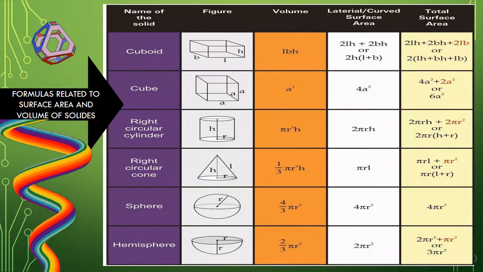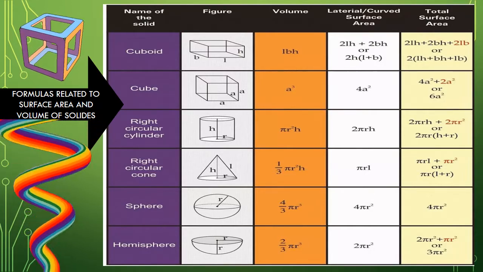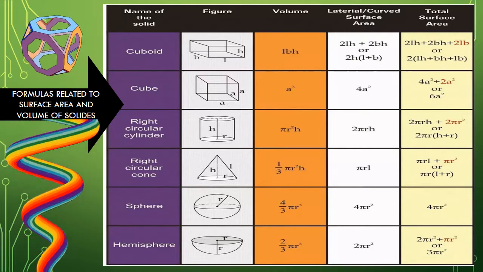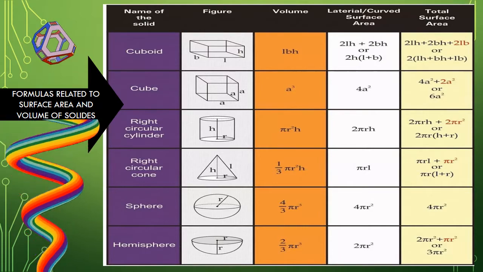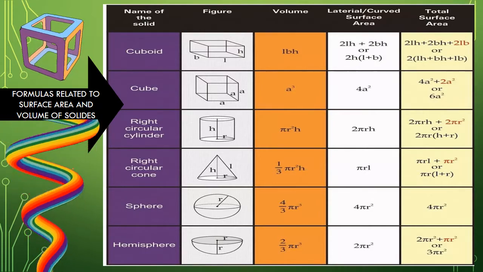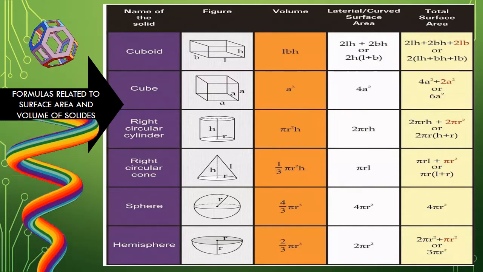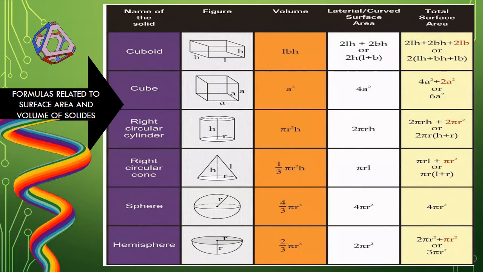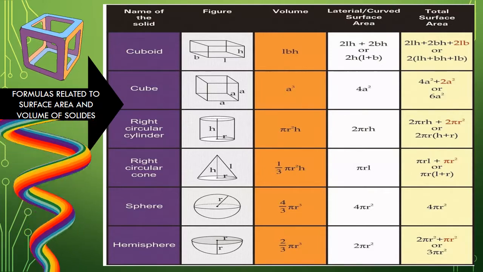Here you can observe the table and you have to remember all these formulas, because if you don't know these formulas you will not be able to apply them. So I hope you will remember all these formulas related to volume, lateral and curved surface area and the total surface area of these solids. Remember, the unit for lateral surface area and total surface area is square units, and the unit for volume is cubic units.